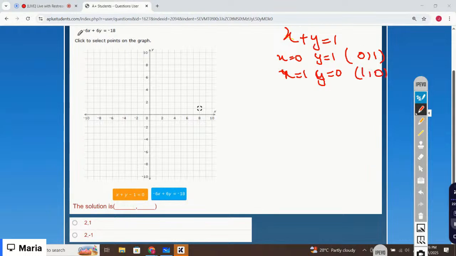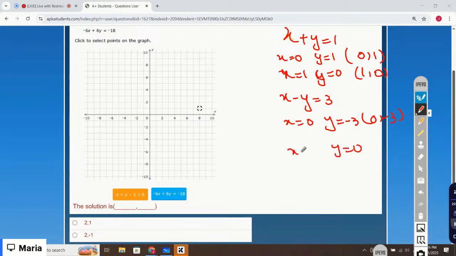Now look at equation number 2. Negative 6x plus 6y minus 18. Divide this equation by negative 6, then that would be x minus y equals 3. Now for this equation, calculate the x and y intercepts. When x is 0, y is negative 3, so the point is 0, negative 3. And when y is 0, x equals 3. So the second point is 3, 0.